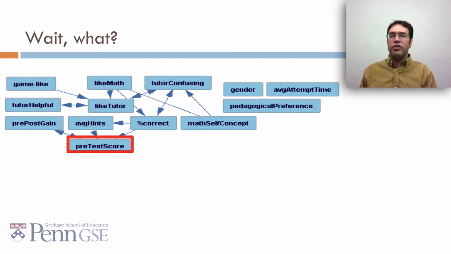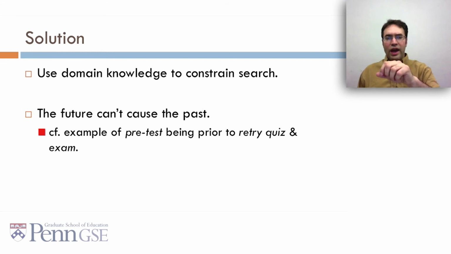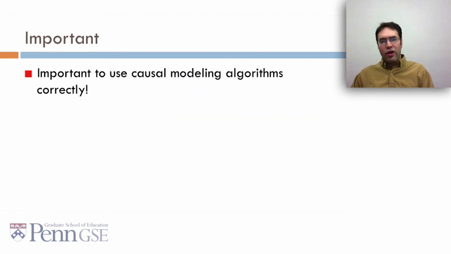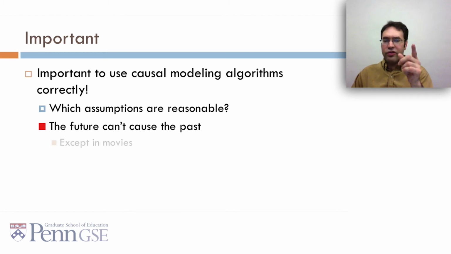They then showed that if you do it right, you get a more reasonable result. So their solution, use domain knowledge to constrain your search. The future can't cause the past. And this is similar to pretest being prior to retry quiz and exam. The corrected model, when set up correctly, actually had a much more reasonable pattern. Gender caused attitudes, which caused performance in the tutor, which in turn caused other performance in the tutor, and post-test scores. So it's important to use causal modeling algorithms correctly. If you don't, you can come up with some really silly stuff. Which assumptions are reasonable? For example, the future can't cause the past, except in movies.